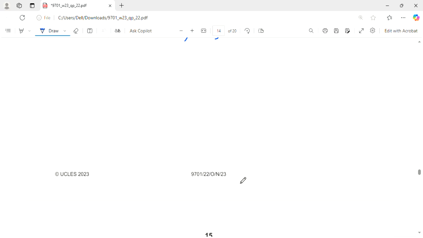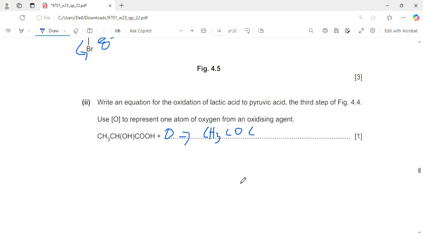We have drawn the full structure of the pyruvic acid, CO and one for the carboxylic acid. Yes, and we will count. You see that we have left two hydrogen atoms with one oxygen atom, so H2O, and H2O is here. I think it is balanced, and this is the answer of part 2.